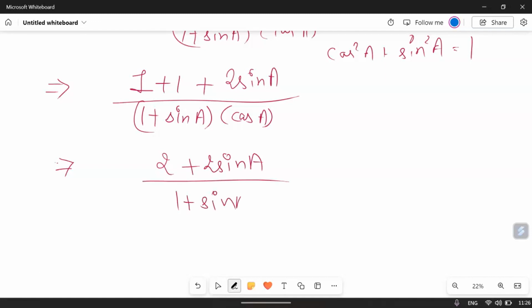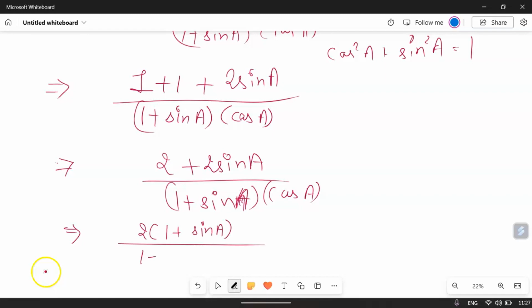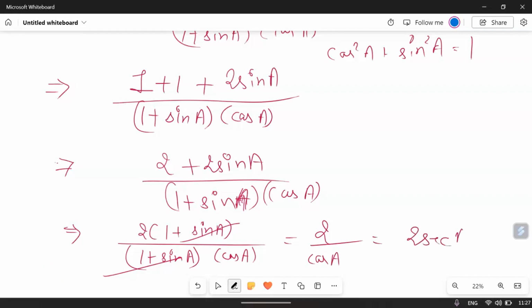So let's see how it can be done. 1 plus sin A multiply by cos A. So we can write 2 common, so 1 plus sin A upon 1 plus sin A into cos A. Sin cancels, and 2 upon cos A will give you 2 sec A. That will be your RHS. And it's proved.